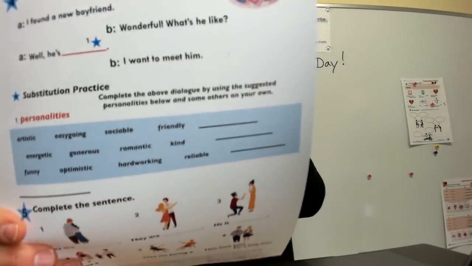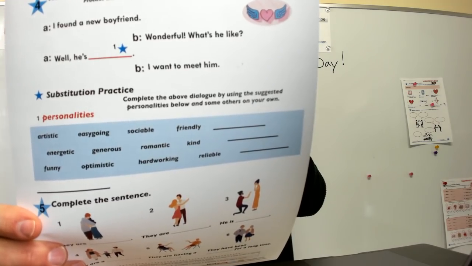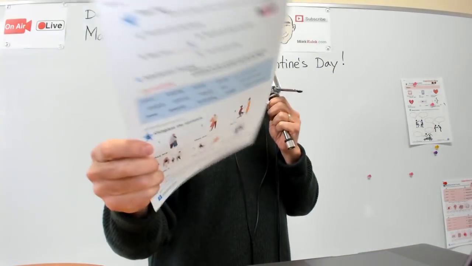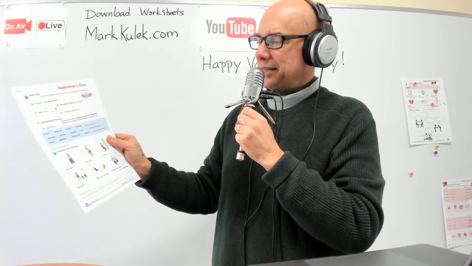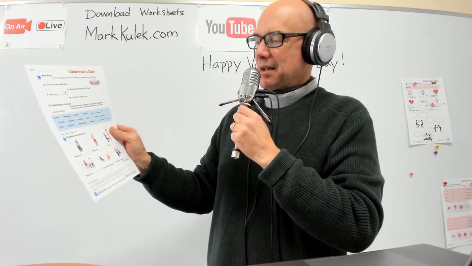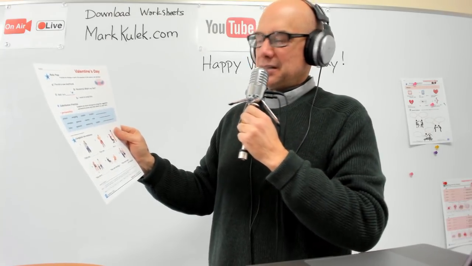So personalities. I'm going to have to write these on the board because it's hard to see on the camera here, but I'm going to read them to you. So we have personalities: artistic, easygoing, sociable, friendly, energetic, generous, romantic, kind, funny, optimistic, hardworking, reliable. Those are adjectives describing people.